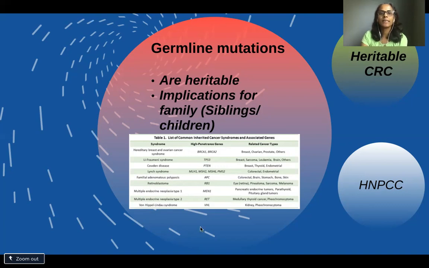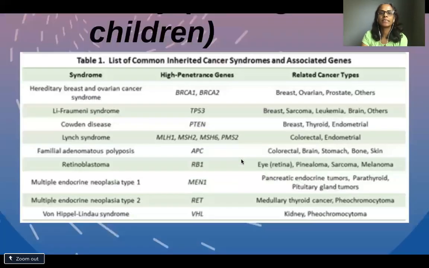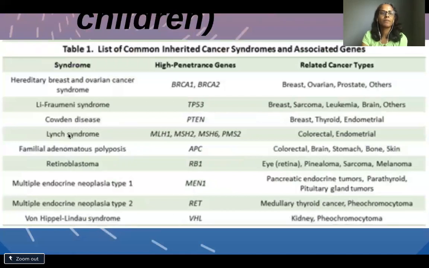Here is a list of common inherited cancer syndromes and associated genes. Here you can see familial adenomatous polyposis. That condition is caused by mutations in the APC gene and can cause colorectal, brain, stomach, bone, and skin cancers. Another common inherited CRC is because of Lynch syndrome, where you have mutations in these 4 proteins, and commonly it can cause colorectal and endometrial cancers.